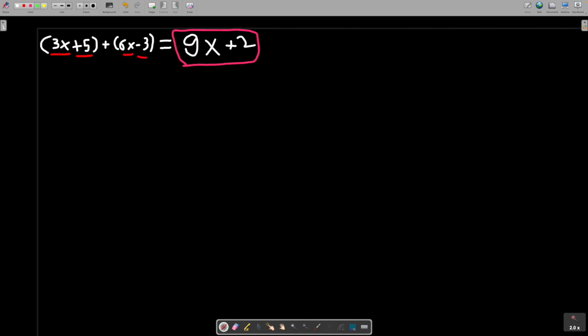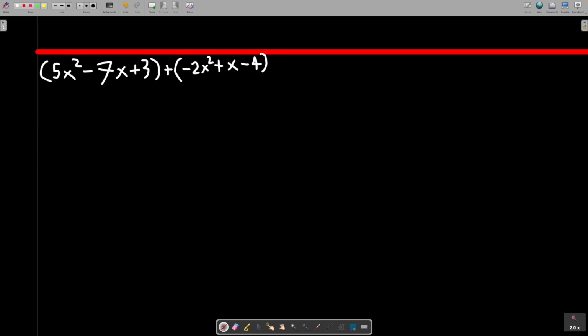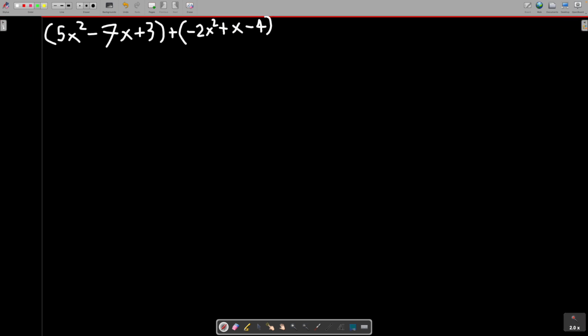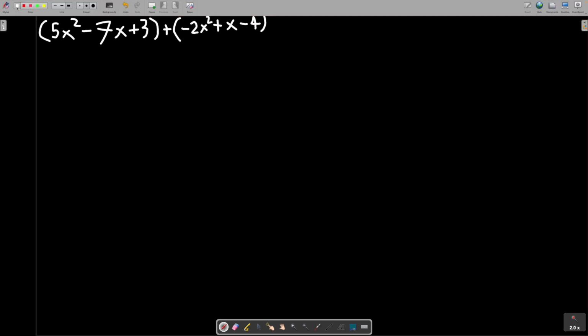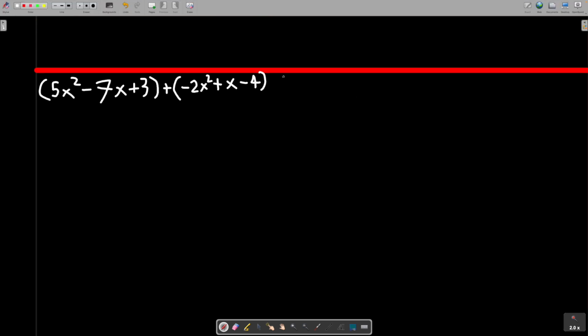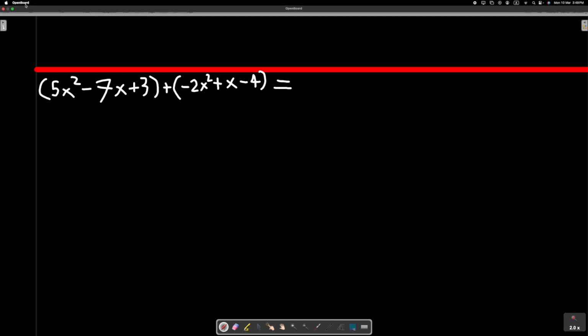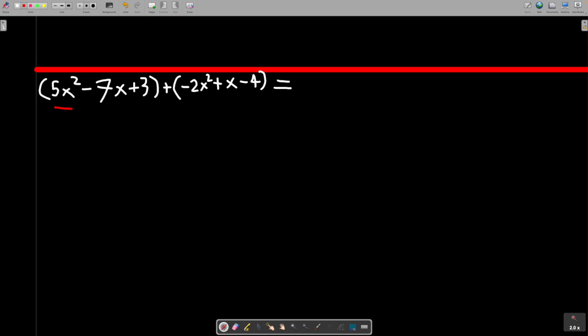Now let's try going back to addition, but we're going to add two trinomials. So it's still very simple to do. Just add the coefficients up. So 5x squared and negative 2x squared, those are like terms, so let's try adding those up. 5 minus 2 is 3. So we're going to have 3x squared.